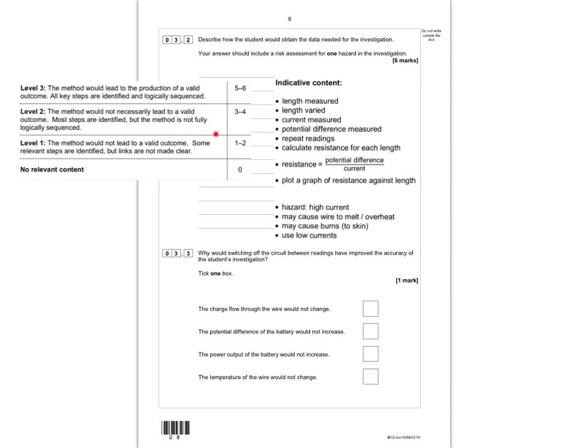How you'll be assessed is using this grid here. So what I'd like you to do is use the indicative content in order to improve your work and then try and get it into the next level descriptor up.